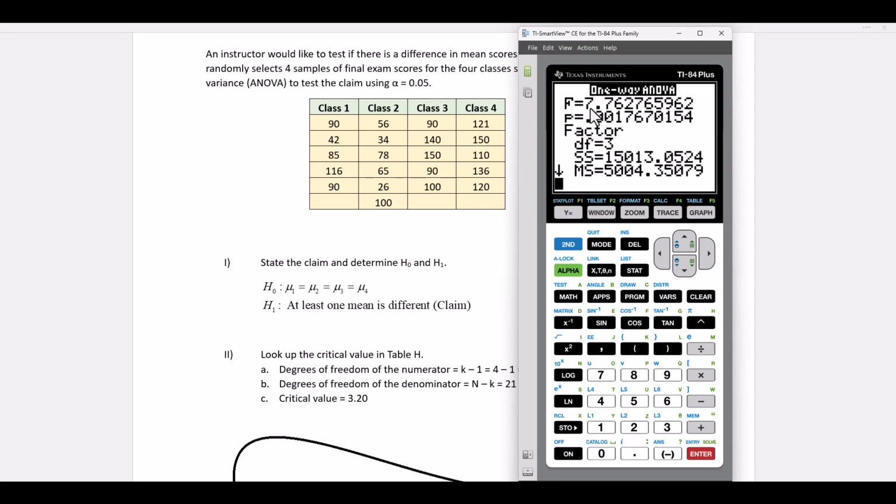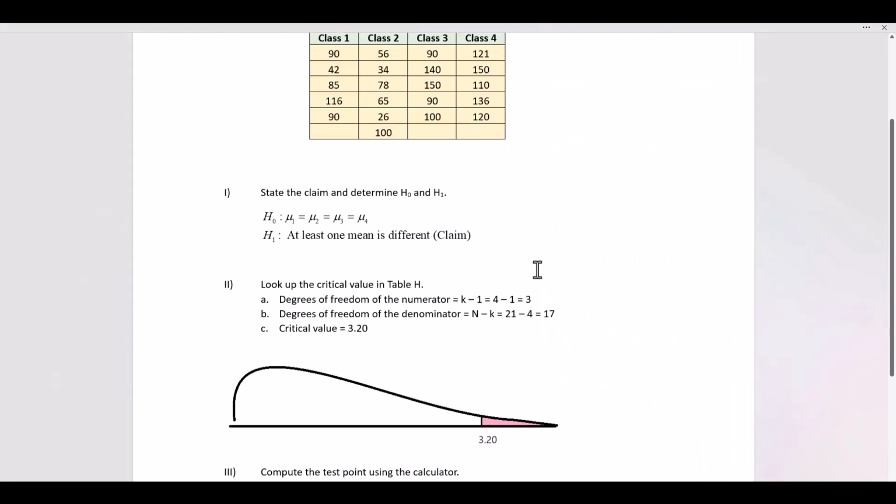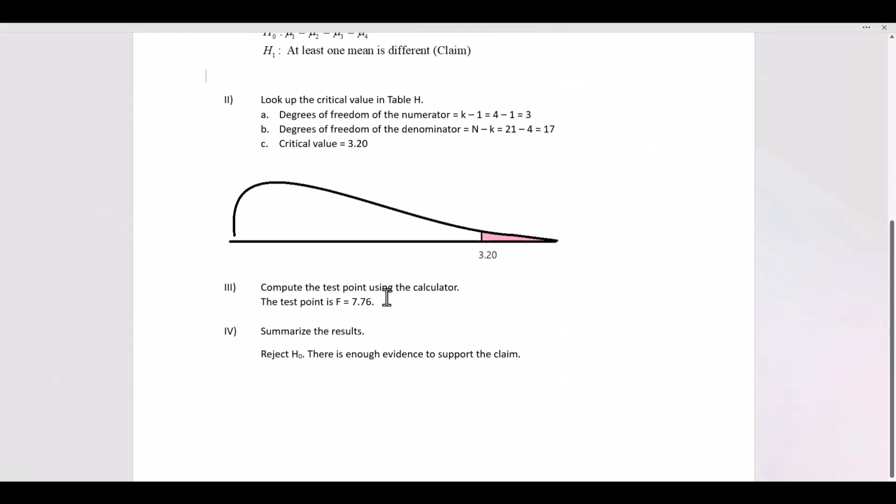At the very top, we have our test point value, 7.76. So F is 7.76. That will definitely fall in the critical region. Thus, we reject H0, and we summarize by stating that there is enough evidence to support the claim.